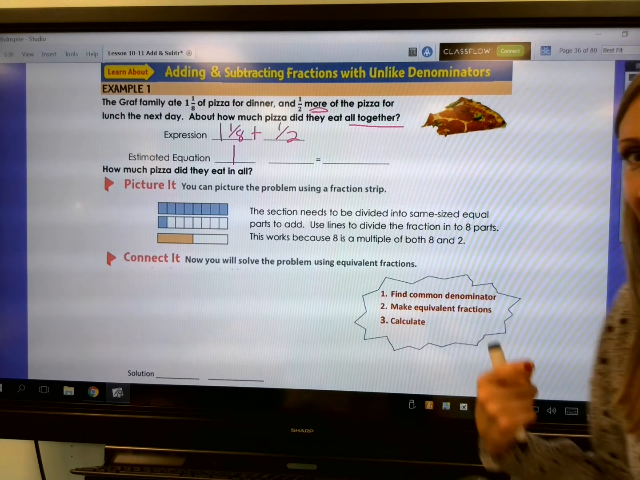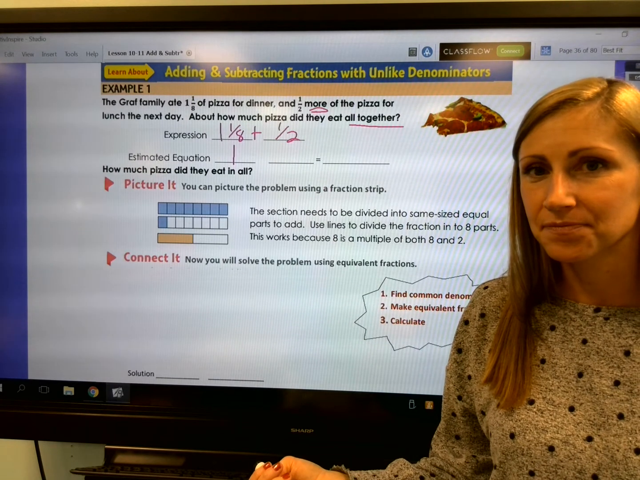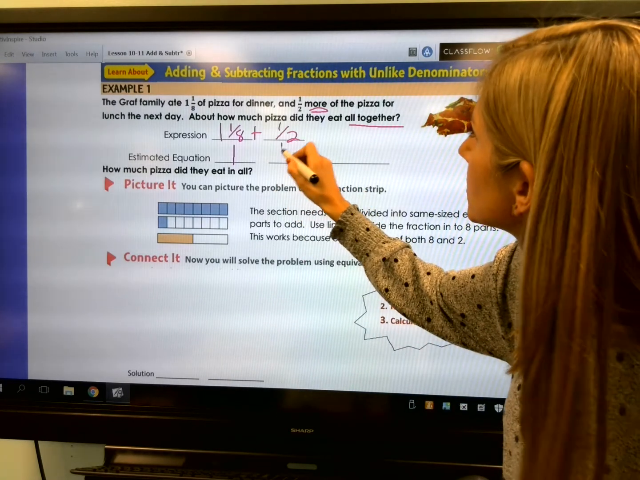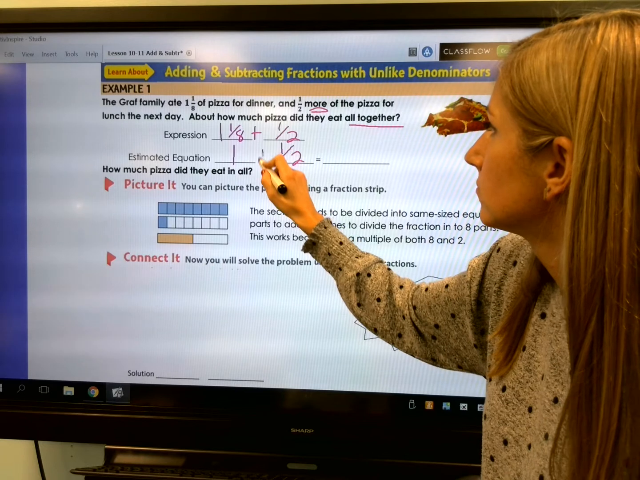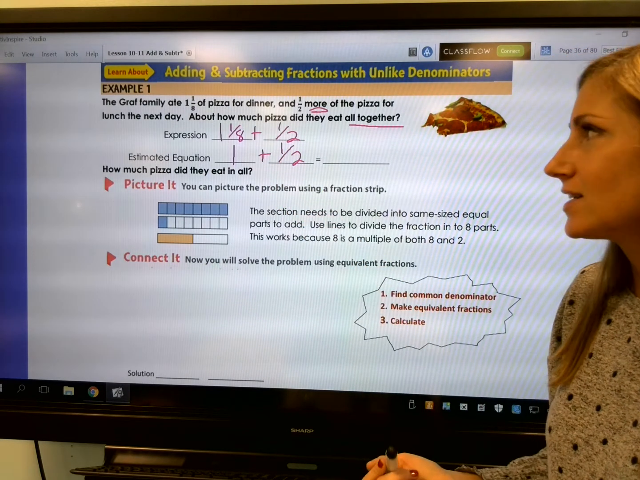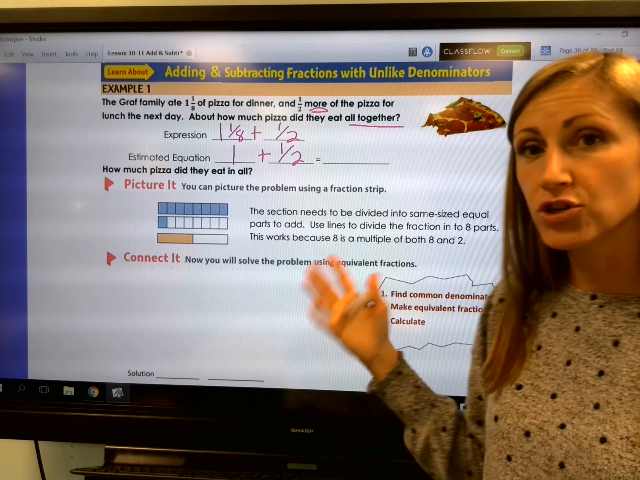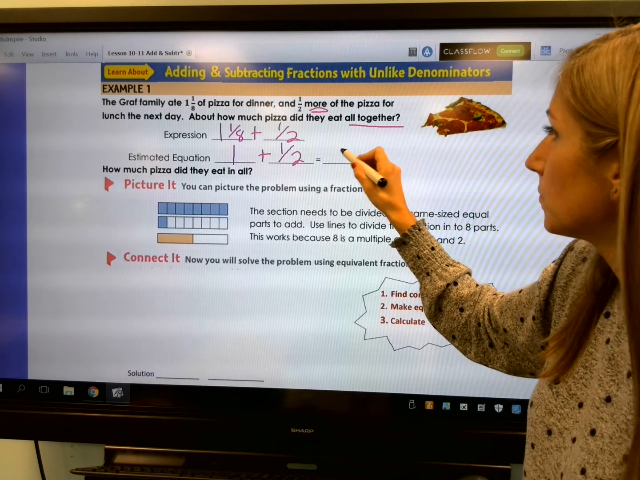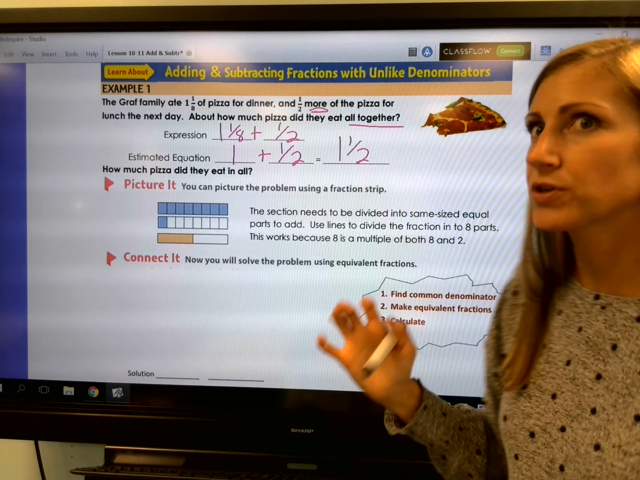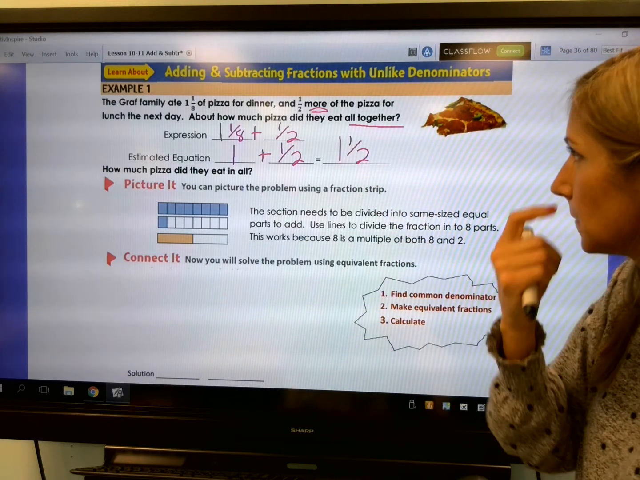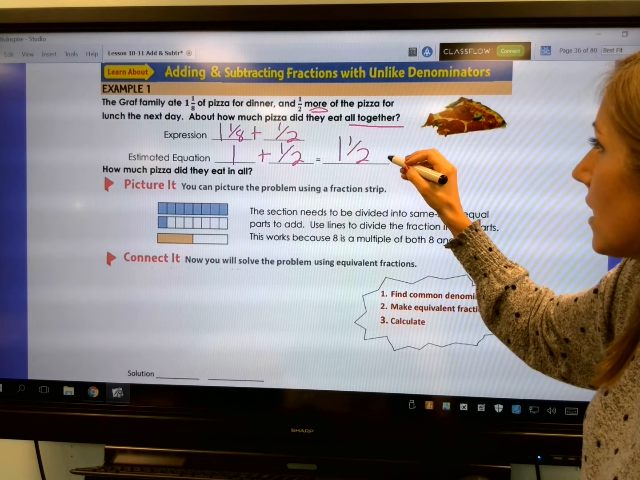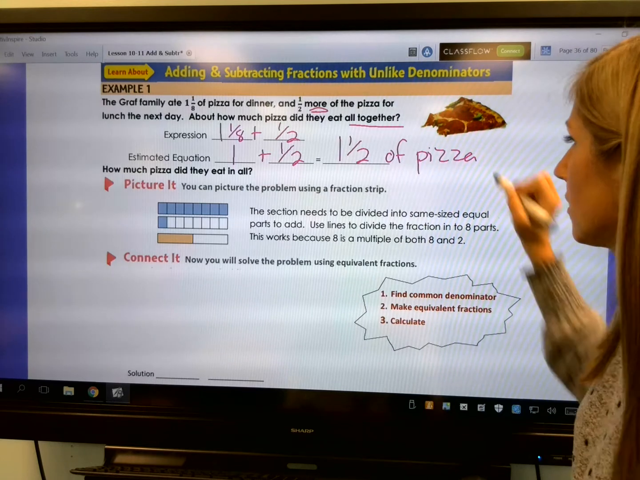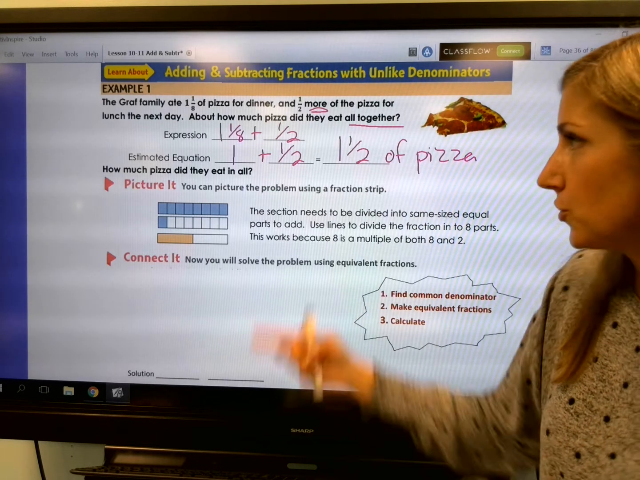So now what about the half? What nearest benchmark would that be? The half would be to a half. That is a benchmark. So you're going to use that one as your estimate. Then we have a nice easy estimate to be able to see what our answer should be about. And that would be what when we add those together? It would be 1 1/2. And of course, wanting to understand what we're talking about, we are going to label this, and it is about 1 1/2 pizza.